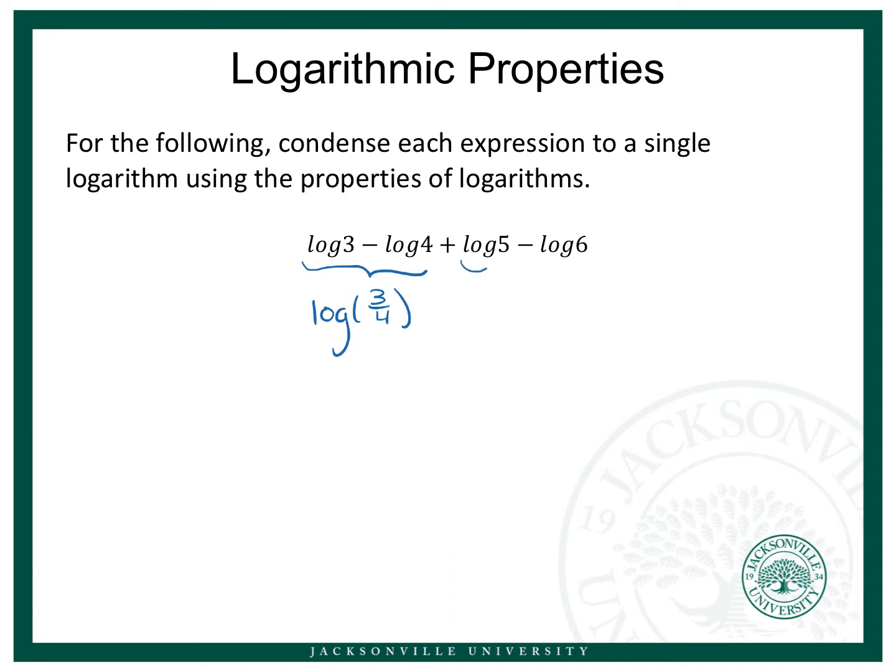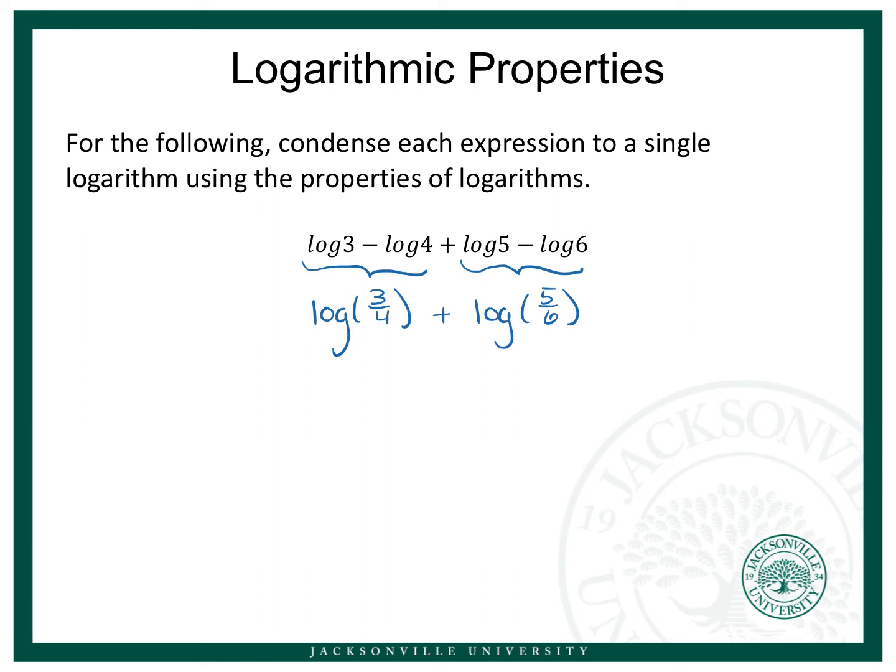And then also these two terms here, we can also use the quotient rule as well. So that's the log of 5 divided by 6. And here, don't worry too much about which terms you're going to combine first, since it's all subtraction and addition. Those are the only operations in this expression. Order of operations will follow through.